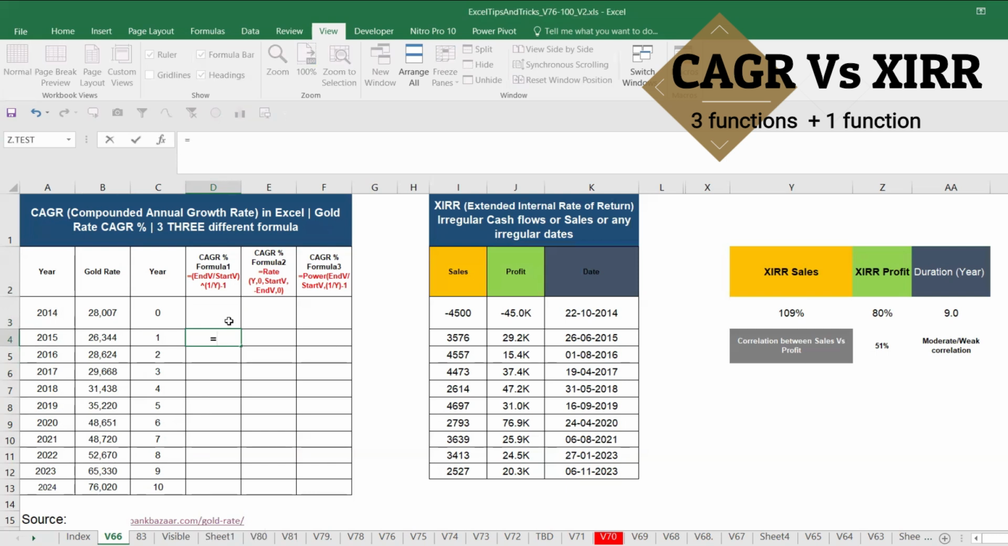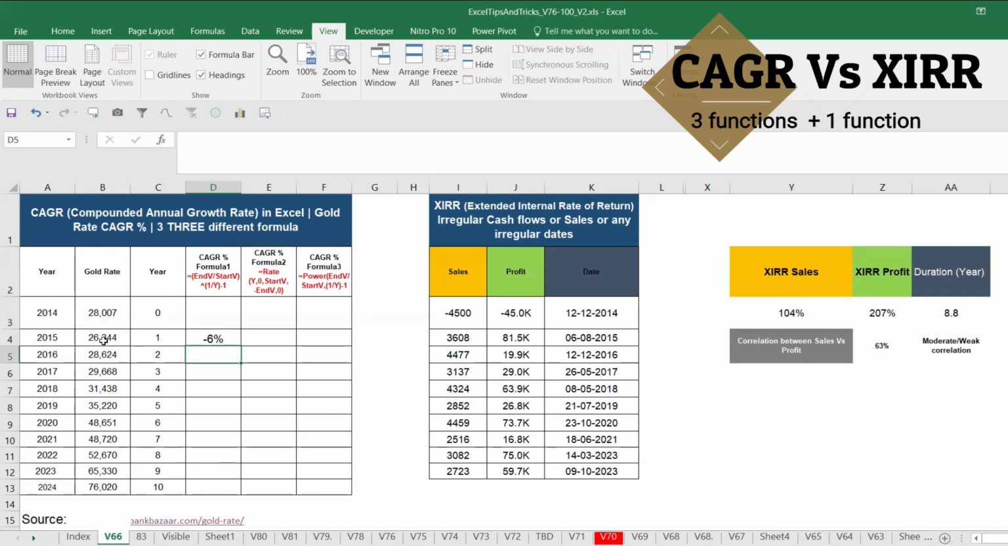Equal to end value divided by starting value. The starting value is going to be constant for us, so we will give F4 and close the bracket. Then we are going to apply the exponent, so we apply 1 by n value. This is our n value, so 1 year is our n value, C4, minus 1. So it shows minus 6%.